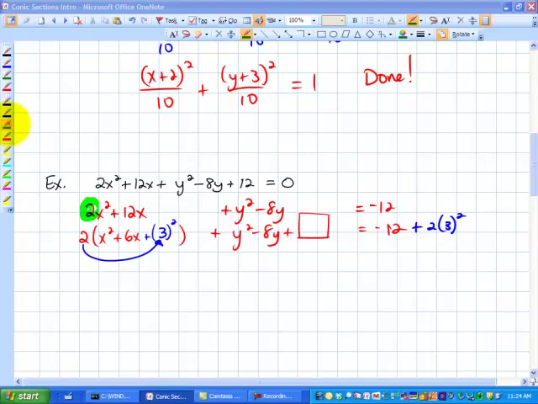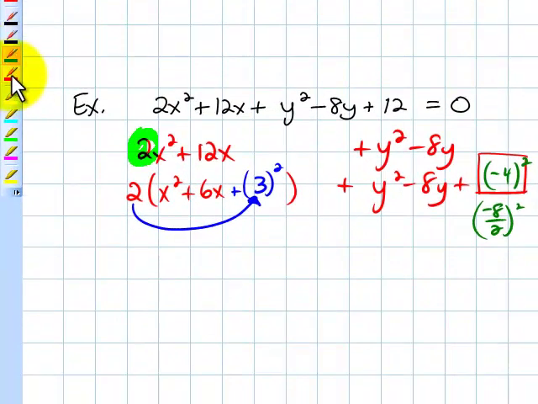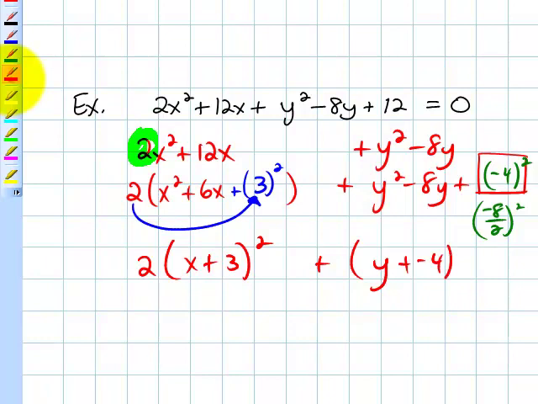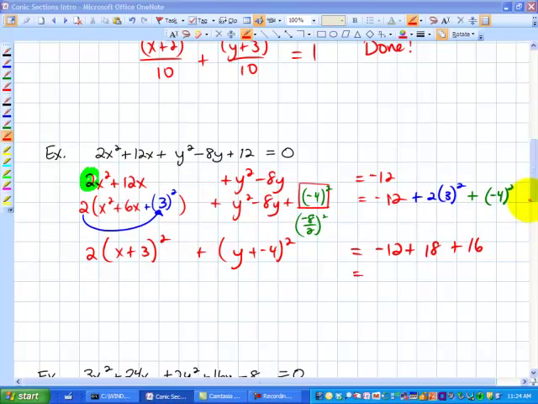Now over here in the green, I've actually taken half of negative 8 and squared it. So that's negative 4 squared, which is 16 that I just added on the left side. So I need to add that same 16. I'll write it like this. Add the same 16 to the right side. That keeps everything balanced. So now I've got 2 times x plus 3 quantity squared plus y plus negative 4 quantity squared equals negative 12 plus 18 plus 16. So that gives me, I think, 22.